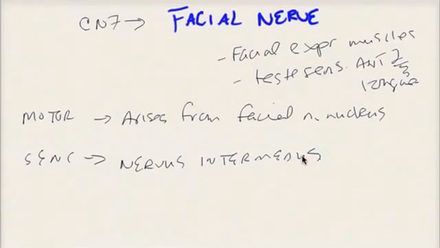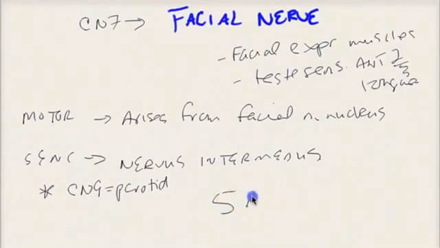Now, motor and sensory parts will enter the petrous temporal bone via the internal auditory meatus, which is close to the inner ear. It then runs in a zigzag course through the facial canal, emerging from the stylomastoid foramen and passing through the parotid gland, where it then divides into 5 major branches. Now, very important is that although it passes through the parotid gland, it doesn't actually innervate that gland. Okay? Cranial nerve 9 innervates the parotid. So that's something very important. It courses through it, but doesn't provide it with any motor or sensory innervation.